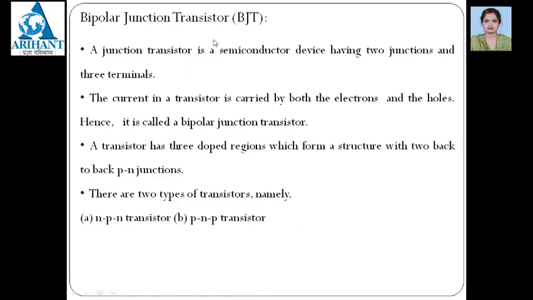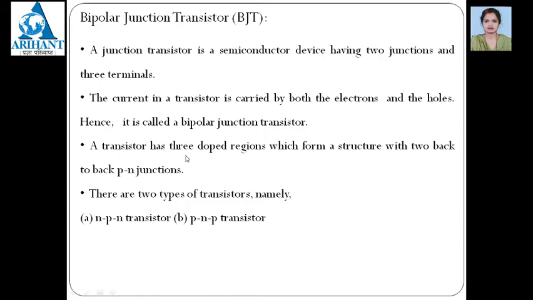Bipolar junction transistor can also be called the BJT. A junction transistor is a semiconductor device having bi, meaning two, so it has two junctions and three terminals. The current in a transistor is carried by both the electrons and the holes, hence it is also called the bipolar junction transistor, because carriers may be electrons or may be holes depending on the majority carriers.